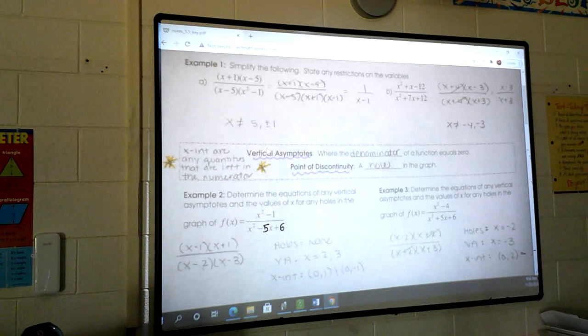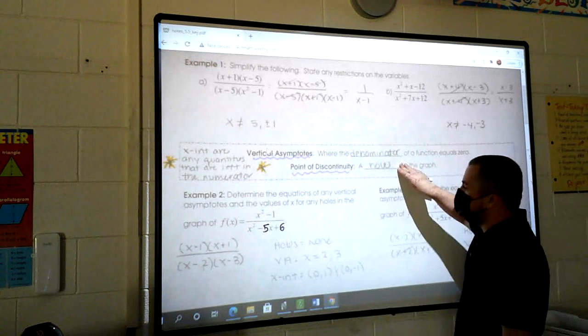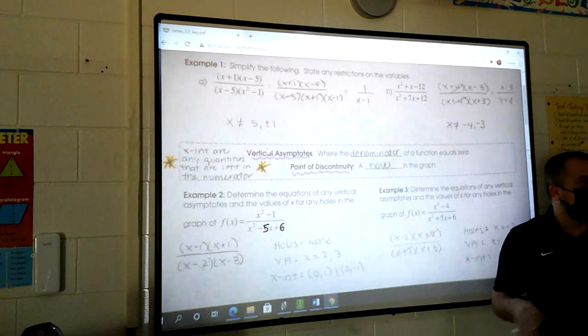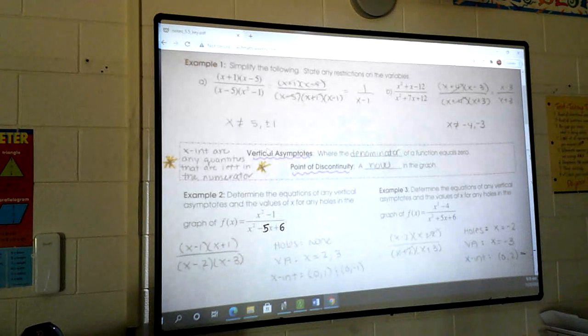All right, so in that case, I have x minus 1 and x plus 1 on top, and I have x minus 2 and x minus 3 on the bottom. So nothing cancels out. Okay, so holes in the graph, and we'll talk about where that's at. There are none in this one, and we'll talk about why there would be one in a graph.